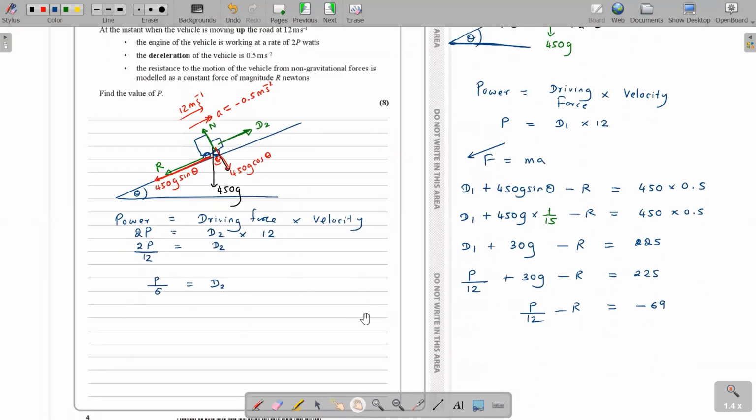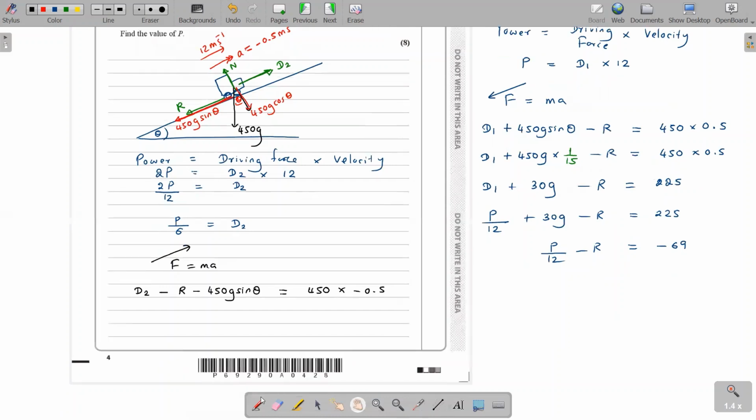Okay, let's use F equals ma. In this case, the object is moving up, so we will use F equals ma along the plane upwards. So what do we have here? D2 minus R minus 450G sin theta, isn't it? Both of these are resisting the driving force. So D2 minus R minus 450G sin theta is equal to mass 450 times the acceleration. We just wrote our acceleration is negative 0.5 meters per second squared.